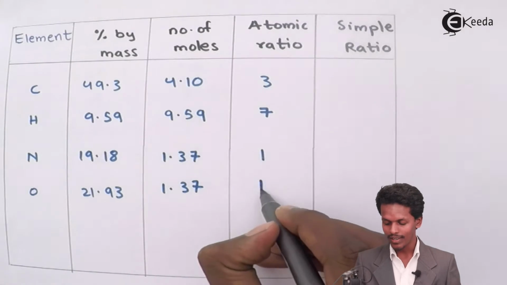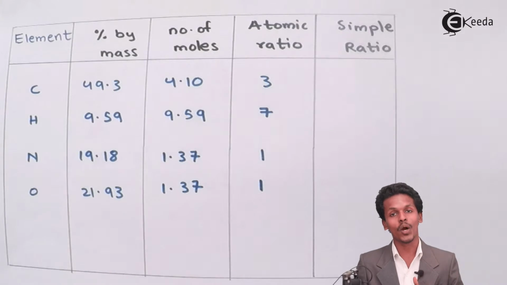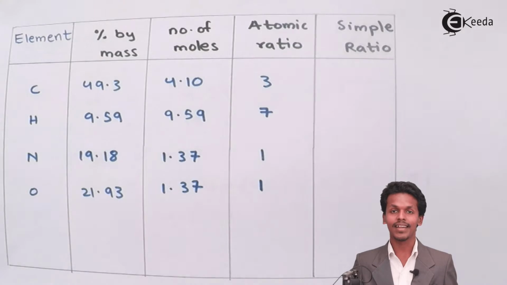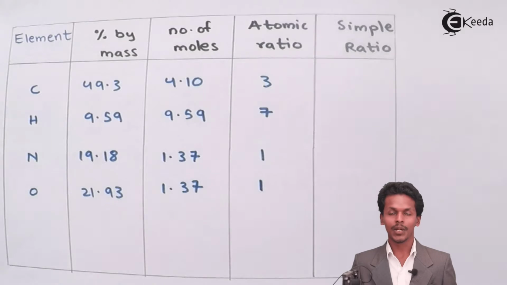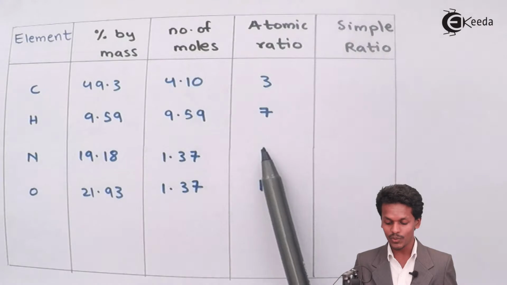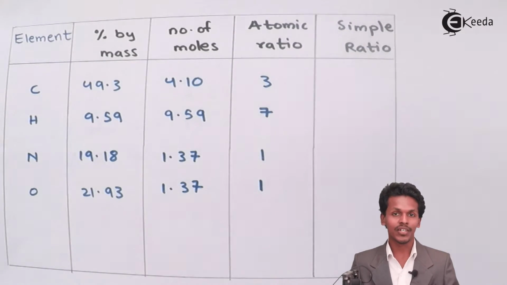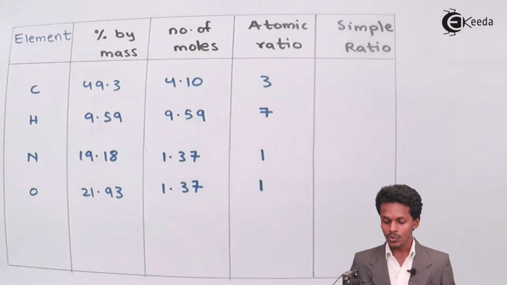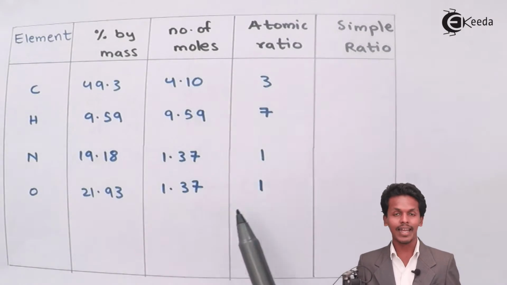So by following the steps of how to determine the empirical formula, one step included that if we divide the number of moles by the smallest number of moles, then we'll get at least one value as unity. In this case we have got the unity values. So this is how we have understood the determination of the empirical formula, and in this case we have determined it numerically. So let us see what would be the simplest ratio of this 3, 7, 1 and 1.